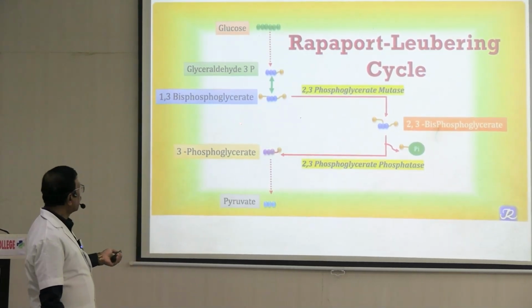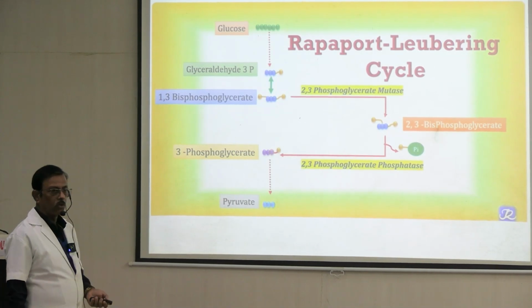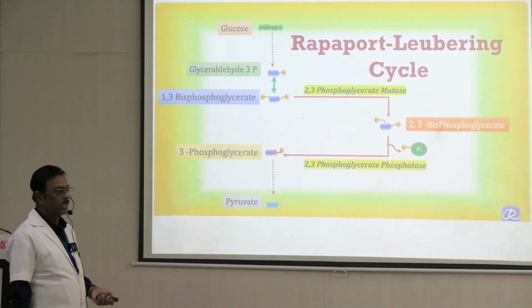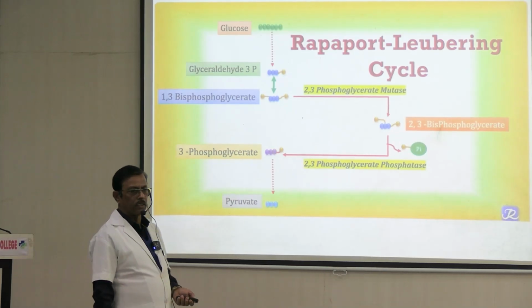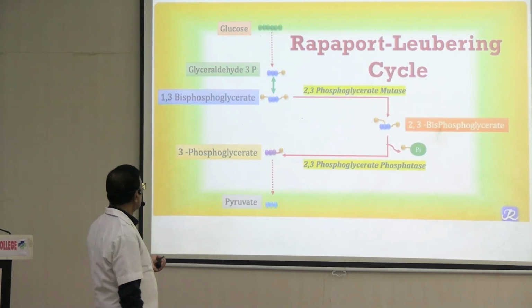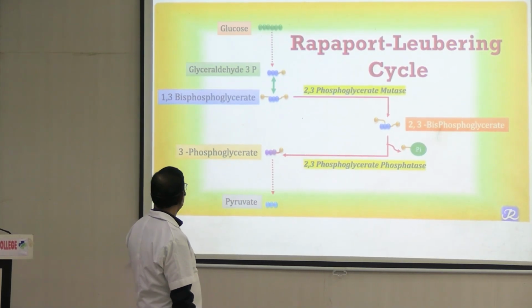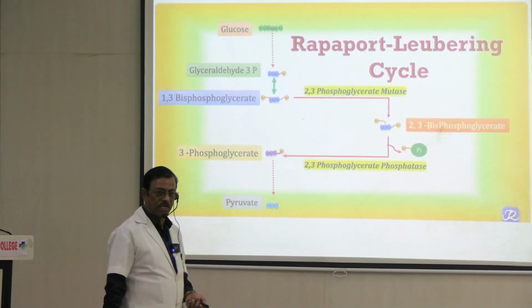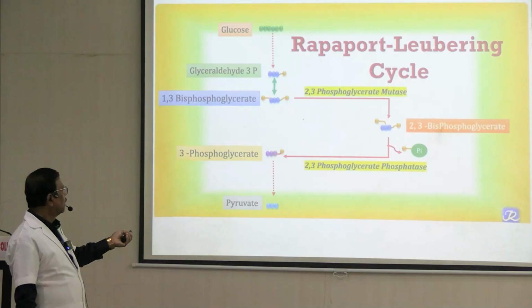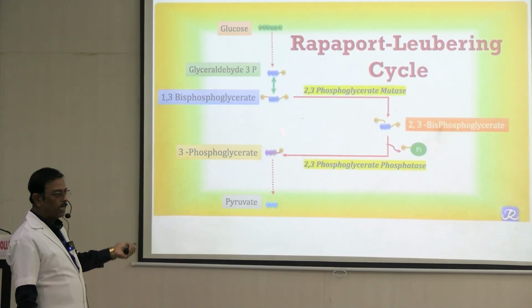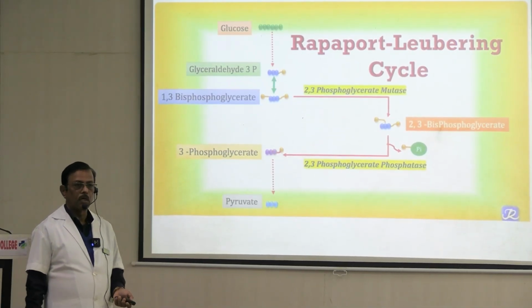So here in glycolysis, we get one ATP. This is catalyzed by phosphoglycerate kinase in the case of glycolysis.